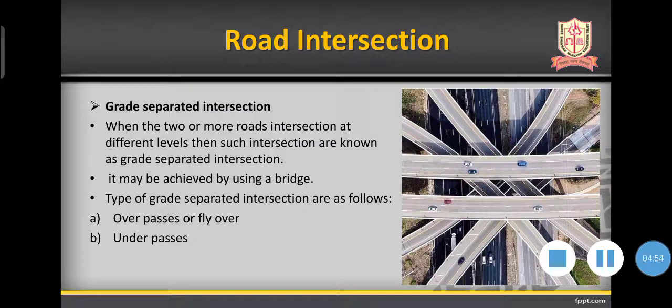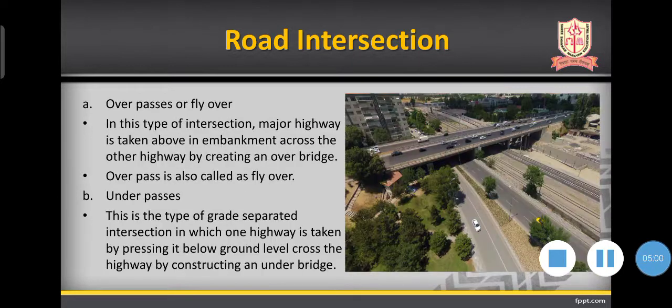The type of grade separated intersection are overpassing or flyover, or underpassing. As you can see in the diagram, the overpassing or the flyovers are this type of intersection. The major highways are taken above in the embankment, crossing the other highway by creating overbridges.